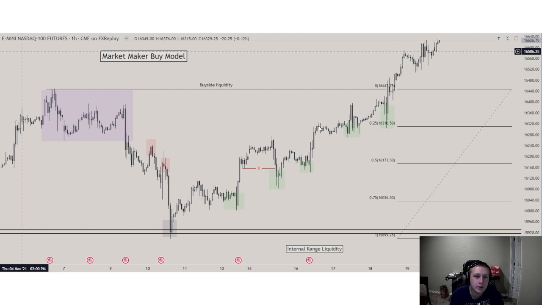And in one of those days, I highlighted the fact that that was a draw on liquidity. I believe that was probably the 16th or the 17th. Yeah, probably the 16th, that you could have seen that exact price action. I have it in the case study playlist in case you want to go over it.